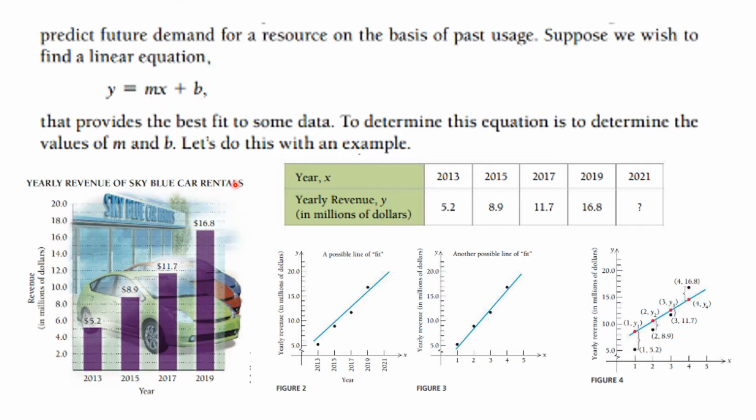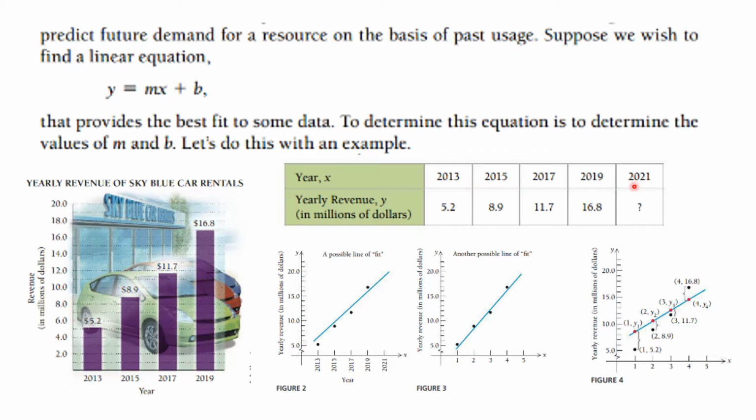So let's start with an example. Suppose the yearly revenue of a cab rental company is shown this way. In 2013, this was the revenue. In 2015, this was the revenue. 2017 and 2019. So this data could be listed as X and Y, because what you would be interested in projecting is what my revenue would be in an outer year X. And so you see we get these values.